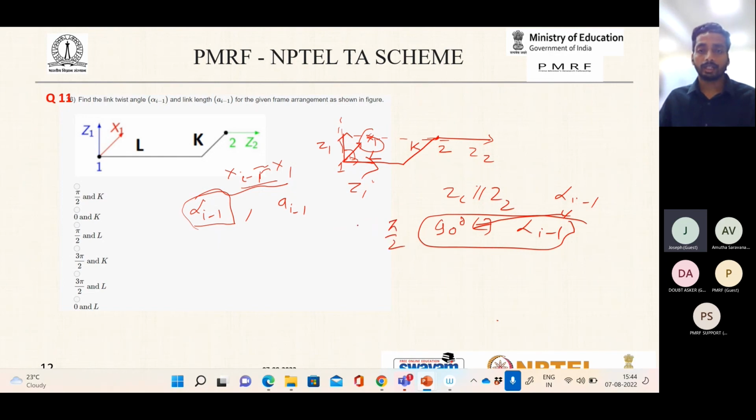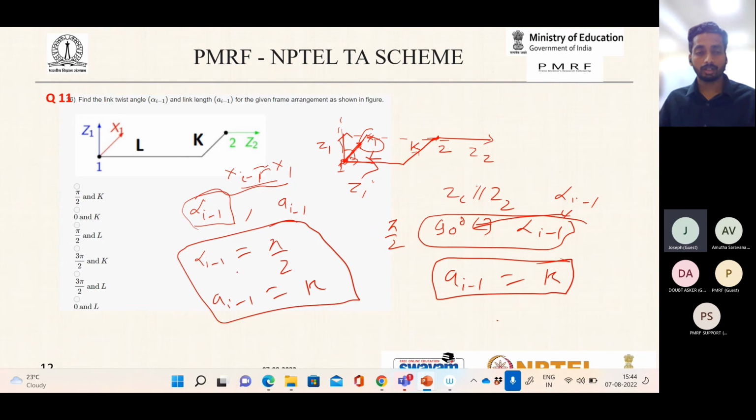Now we have to find the link length. Link length is nothing but the perpendicular distance between Z1 and Z2 measured along the x-axis, x i minus 1. So here we have x1. What is the distance between Z1 and Z2 along this x1 axis? This x1 axis is parallel to K, so this length will be the same as K. So a i minus 1 will be equal to K, because that is the only distance between Z1 and Z2 along the x-axis. So the parameters we're looking at are alpha i minus 1, which is pi by 2, and a i minus 1, which is K. So this is the correct answer for this question: pi by 2 and K.